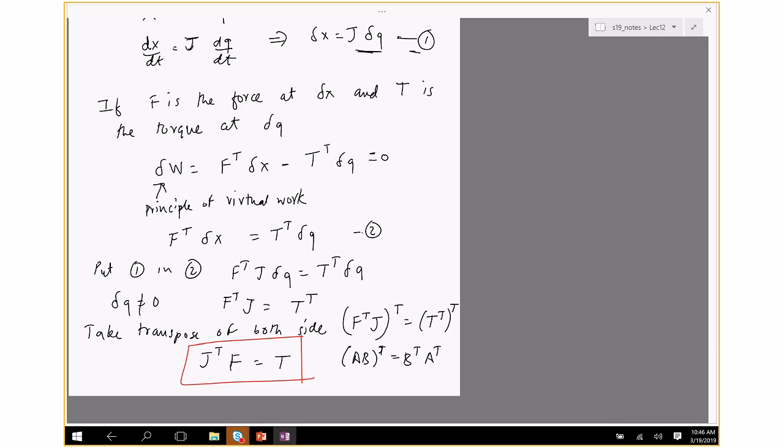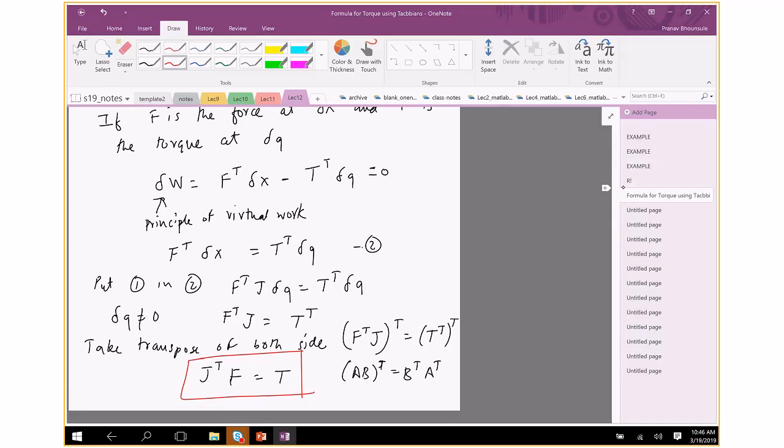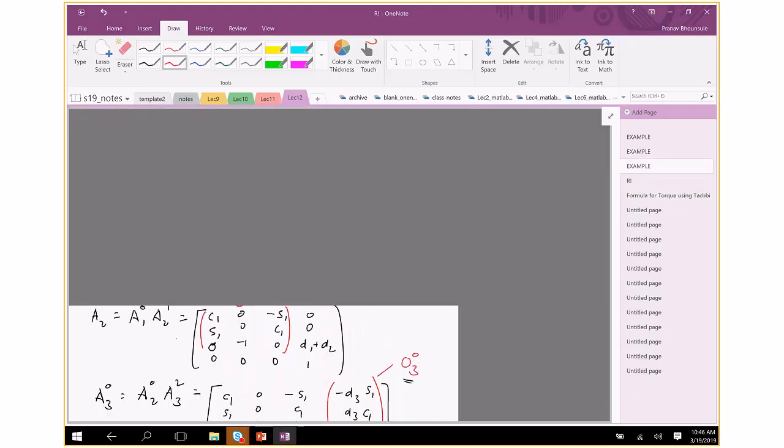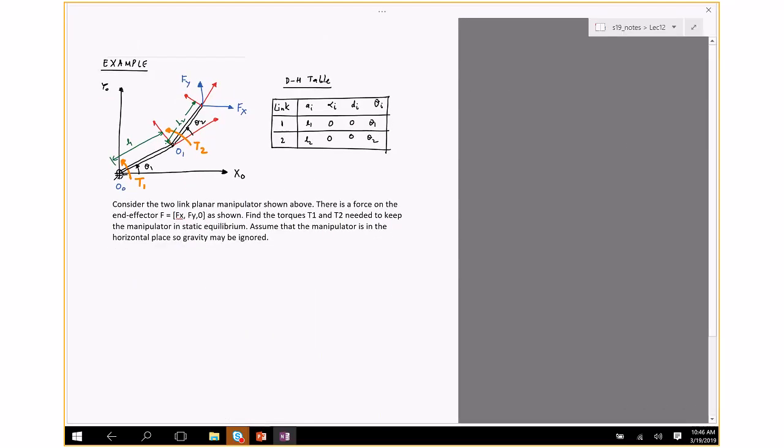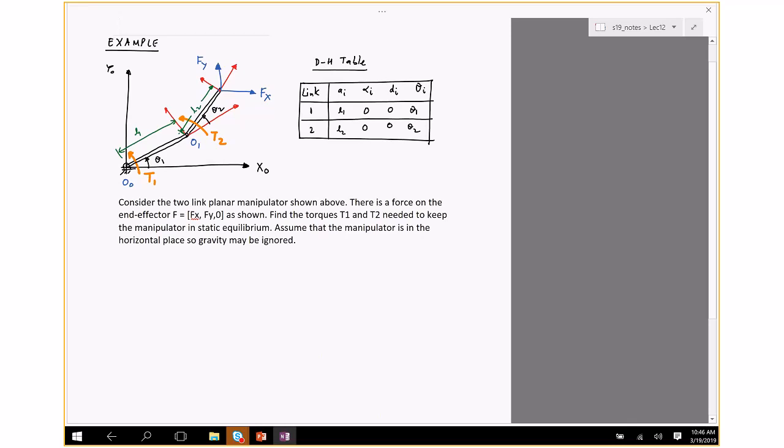You do not need to know the derivation, just the application of the formula. So we'll take this formula and resolve the problem we did earlier. It's right here, same problem. A two link manipulator is shown. Forces Fx, Fy are also shown. Find torques T1 and T2 to keep the manipulator in static equilibrium. As said, the manipulator is in the horizontal plane, so gravity has no role to play. But in your homework, I've rotated this, so it will be in the gravitational field. So you'll have to also put in the effect of gravity.